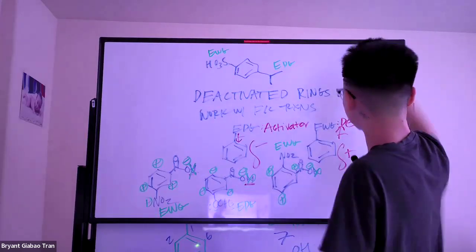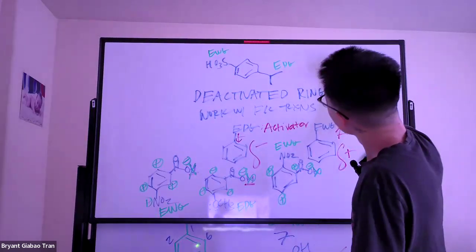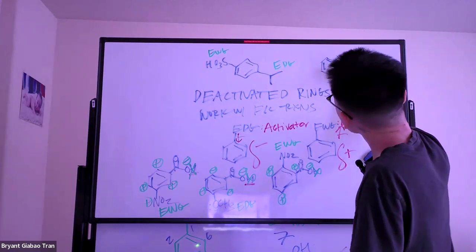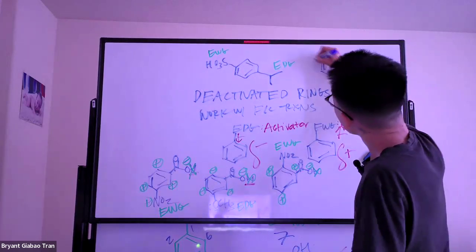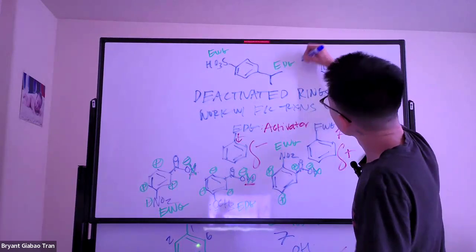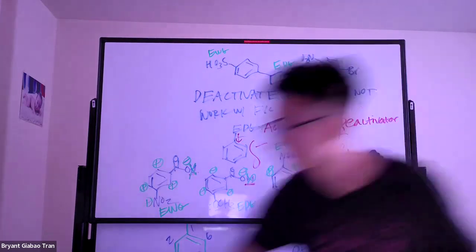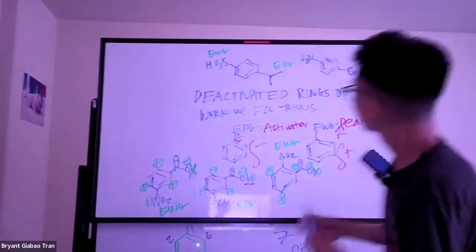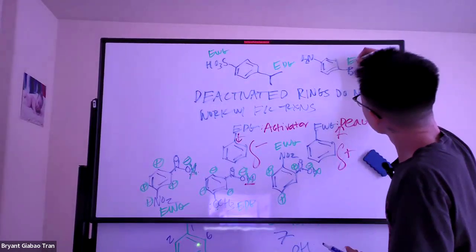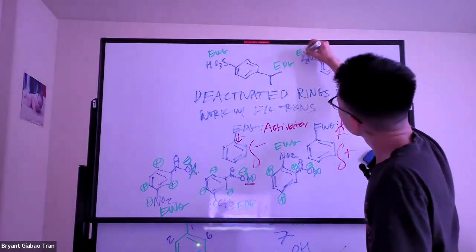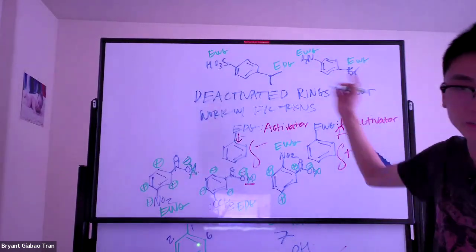So what if it's like a halogen, like a weak one? If it's a halogen, then no reaction as well. Because if we have, let's say, bromine and NO2, now we have two EWGs. Both of these are EWGs, no reaction. They deactivate the ring. There's no EDGs here.